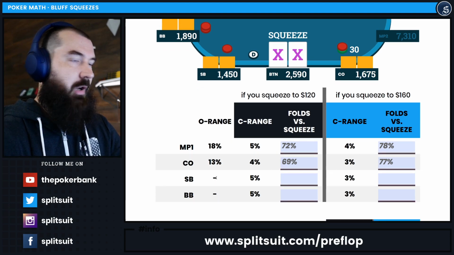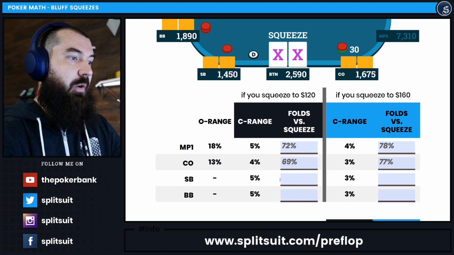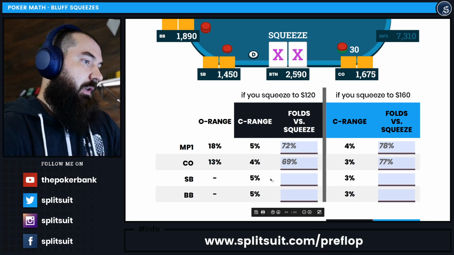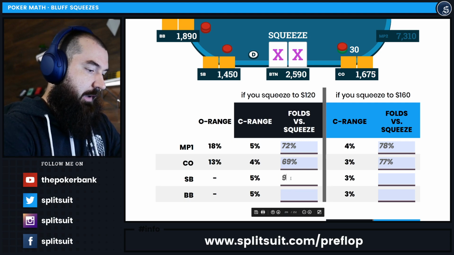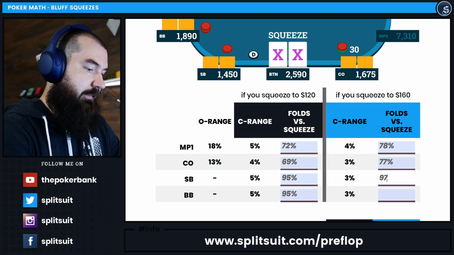And their open range is 100% of hands. They haven't acted yet. So we don't have any inkling of narrowing their range down in the slightest so far. Only what they could possibly be continuing with against that squeeze. So obviously 100% minus this 5% means they're folding 95% of the time. Perfect. Copy that, paste that. And then this would be 97%, right?